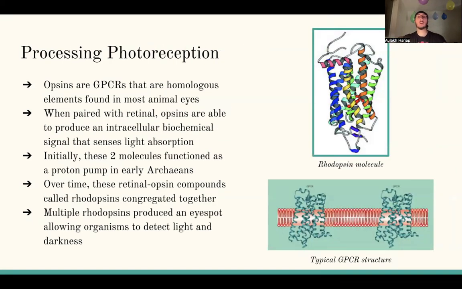Another eye component which is homologous across all types of eyes is the protein called opsin. Opsins are G protein coupled receptors, also known as GPCRs, and when these transmembrane proteins are paired with a chromophore like retinal, which can absorb light, opsins are then able to produce an intracellular biochemical signal that allows for light to be processed. Although in the beginning, opsin-like compounds covalently bonded with retinal in a cell with one or two cilia and acted as a proton pump for such early archaean species, over time, these retinal opsin compounds, called rhodopsins, congregated together into an eye spot where multiple light-sensing containing cells of rhodopsins allowed for these organs to detect whether or not they were present in light or in darkness.